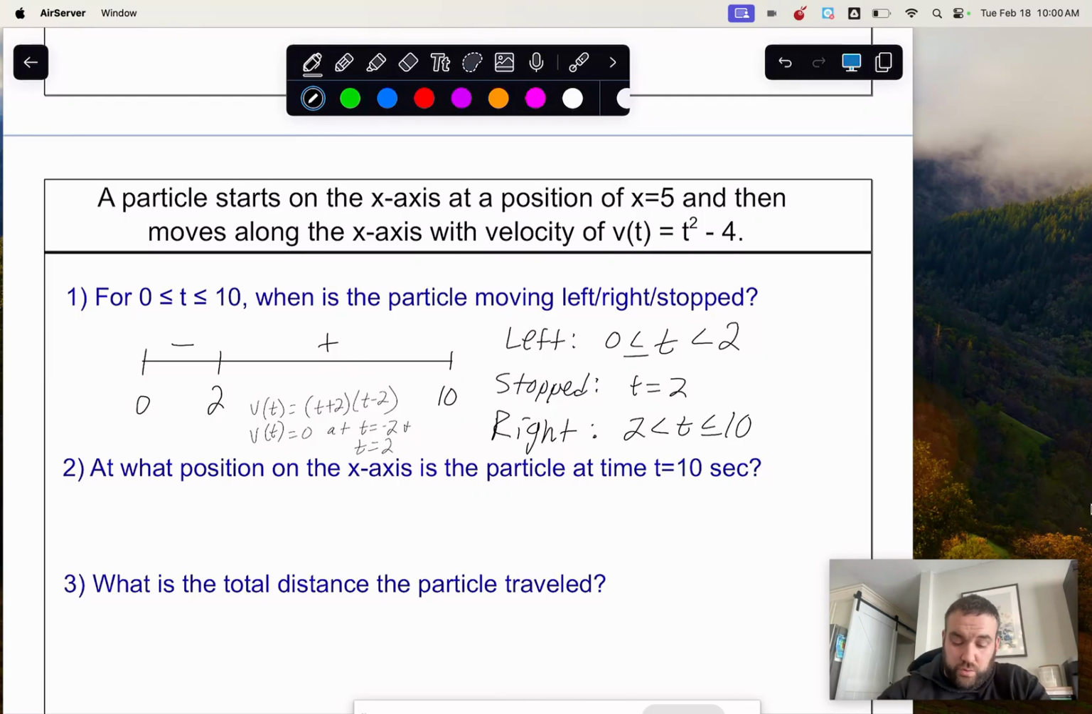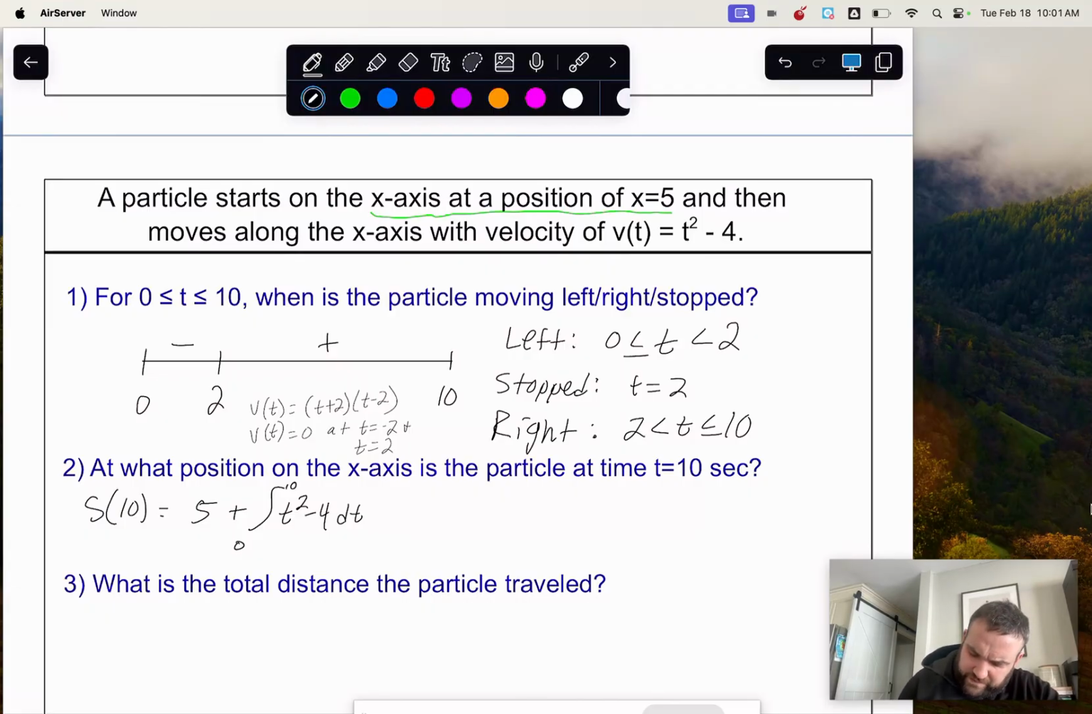And then question 2, it's asking, okay, what is the position on the x-axis when t is 10? So tell me, where's the particle at? What I'm going to do is find the integral, the area under the curve from 0 to 10, which will give me the displacement in those 10 seconds. And then knowing that the particle starts at a position of 5 on the x-axis, because that's a given value up here, I'm just going to add 5 to that. So the position after 10 seconds is going to equal 5 plus the integral from 0 to 10 of t squared minus 4.